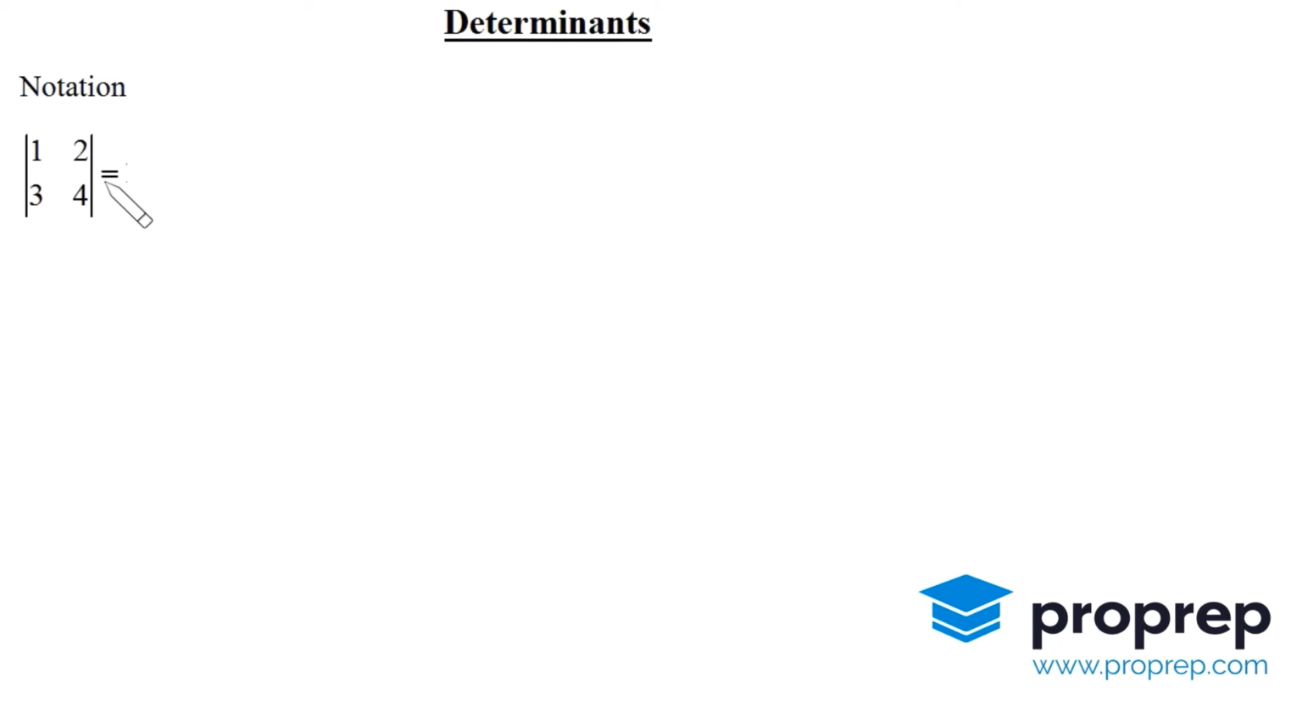And the way we compute this number is you multiply this diagonal, and then you multiply this diagonal, and you subtract the first product minus the second product. So that we have 1 times 4 minus 2 times 3. And if you want the actual answer, though it's less important, then it's 4 minus 6, which is minus 2. So the determinant of this 2 by 2 matrix is minus 2.